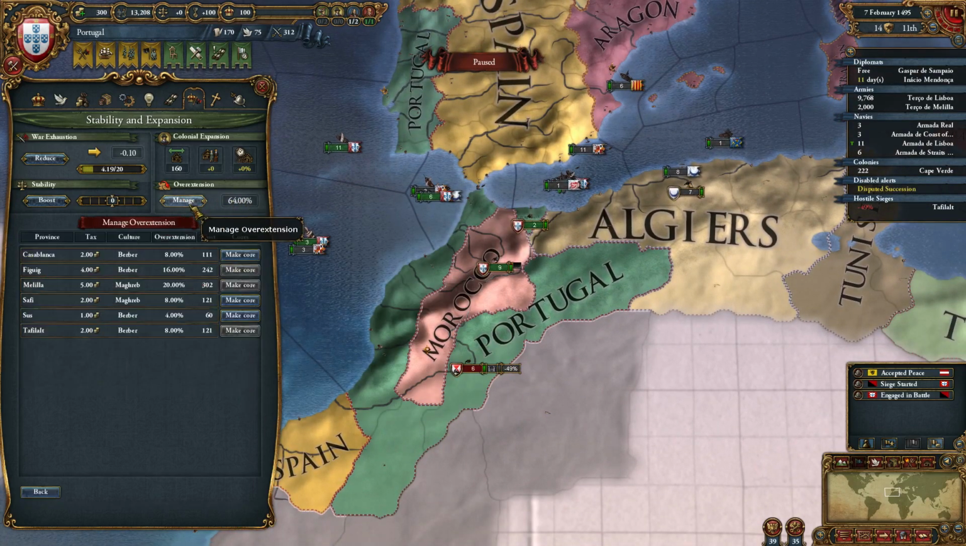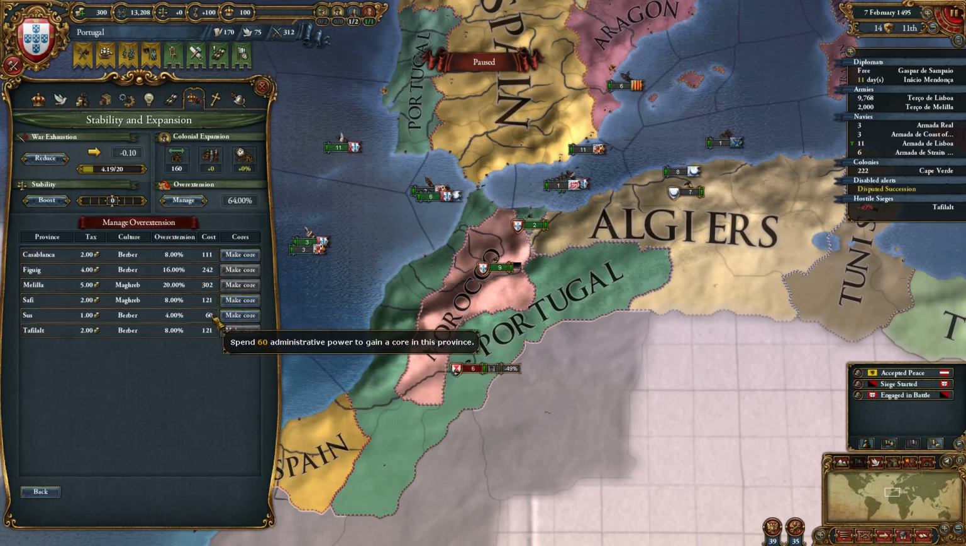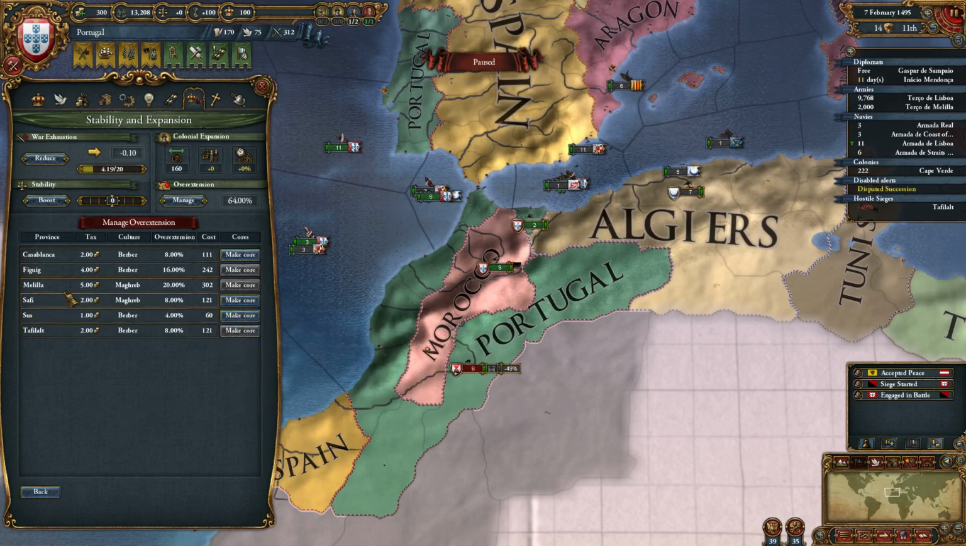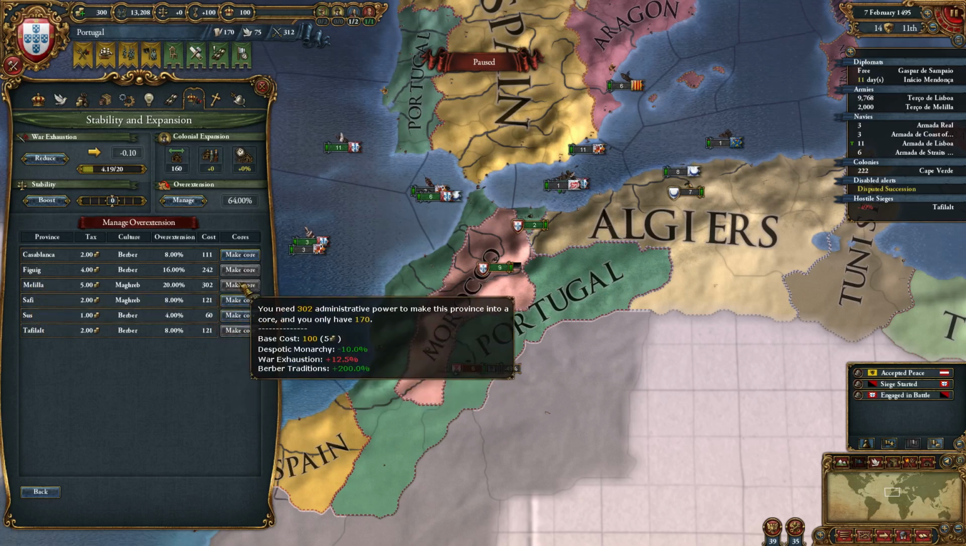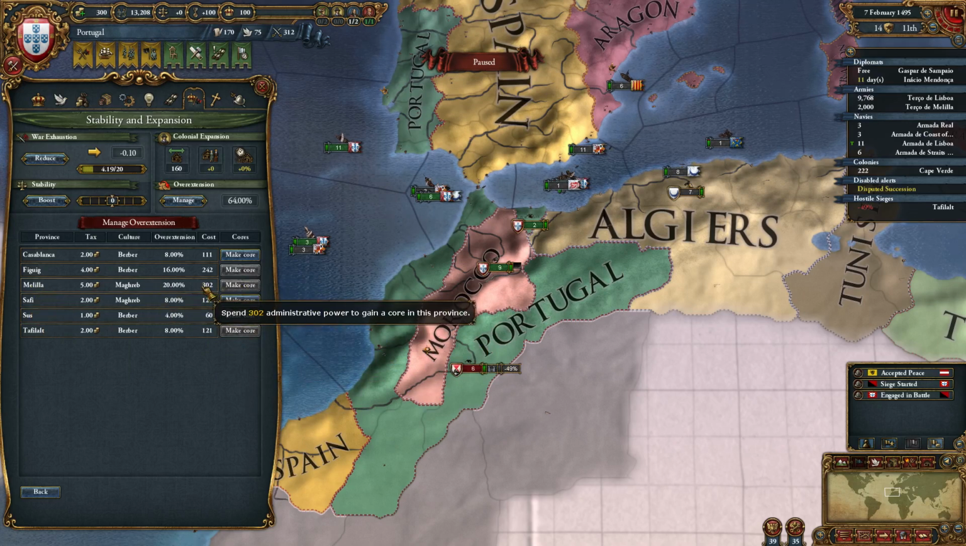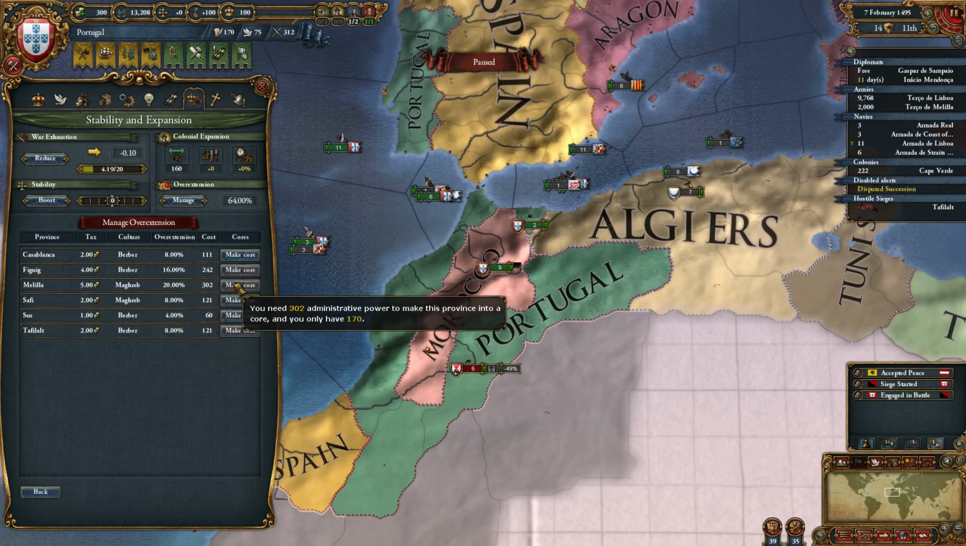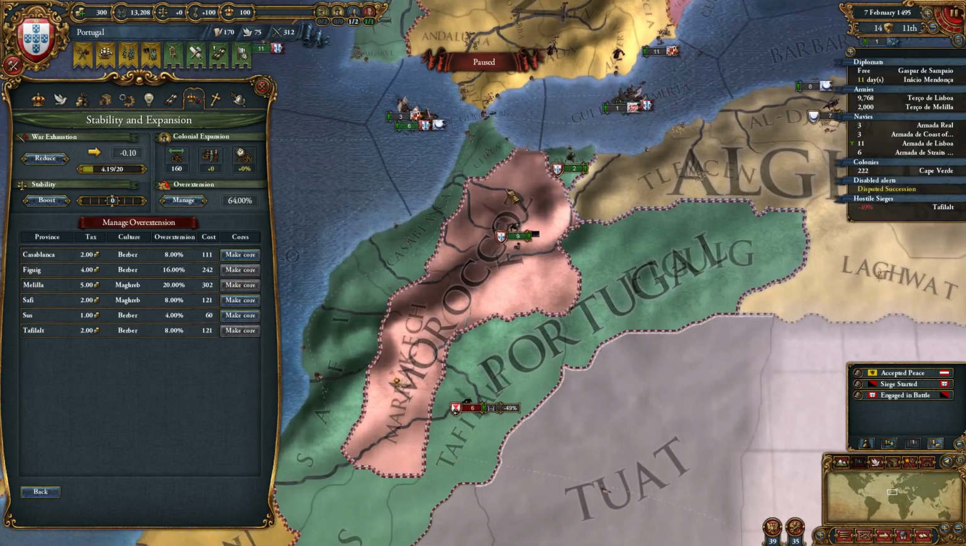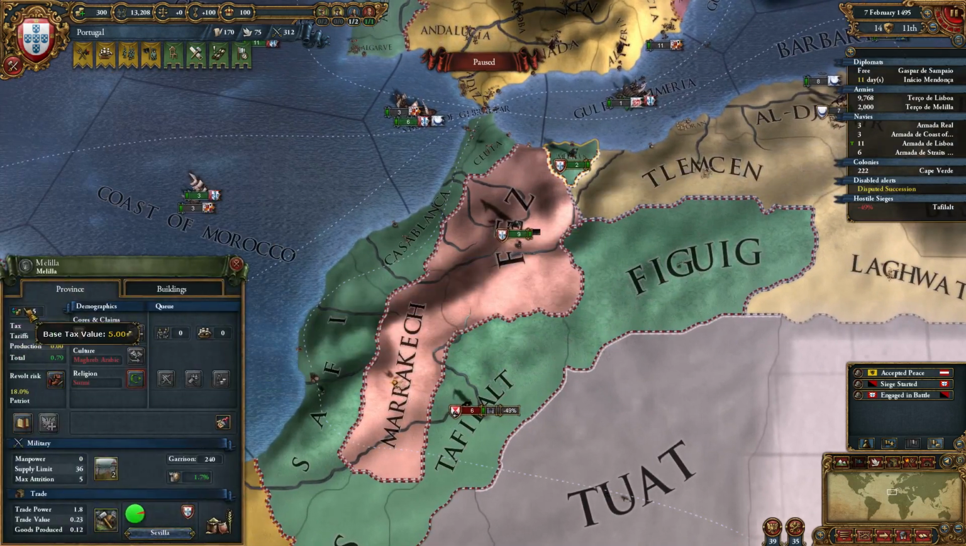You can get rid of overextension by coring your provinces. Depending on which counties you're attacking, there's going to be a certain coring cost. For instance, Sus here has a coring cost of just 60, where Melilla has a much higher coring cost because the base tax income is higher. If you look at the ratio here, 60 versus 302, this one's 5 times as much overextension, cost 5 times as much to core. It's because they're both based on the base cost. They're both based on that income. Melilla has 5 base tax income.